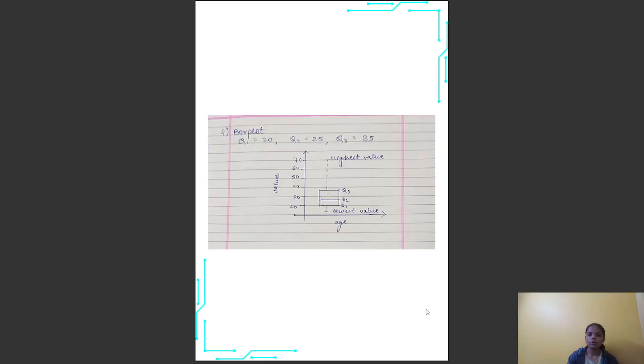Now to plot the box plot we require the min and max value and quartile 1, 2 and 3. As our age and value are independent and dependent variables, we plotted the graph which consists of the lowest value and the highest value, which are 13 and 70, and our quartile 1 which is 20, quartile 2 which is 25 and quartile 3 which is 35.